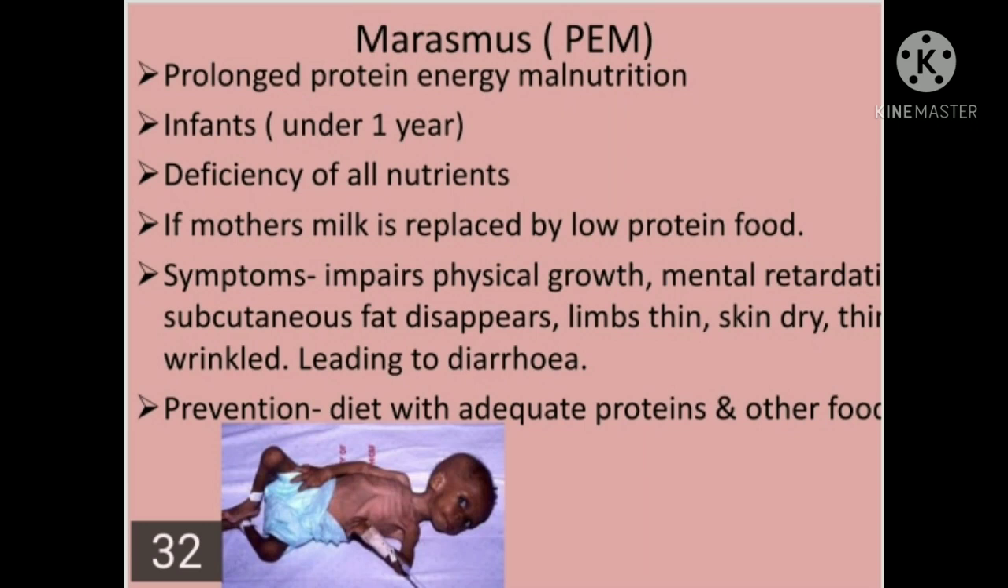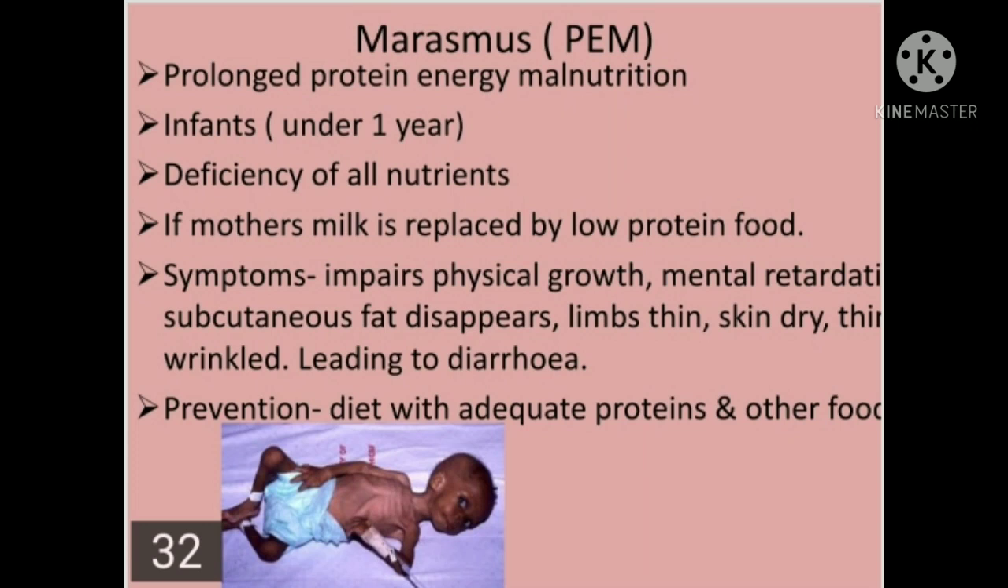Then coming to next, symptoms. Its symptoms will look like impaired physical growth. The physical growth will not be proper. Mental retardedness will be there. Mental health will not be proper.